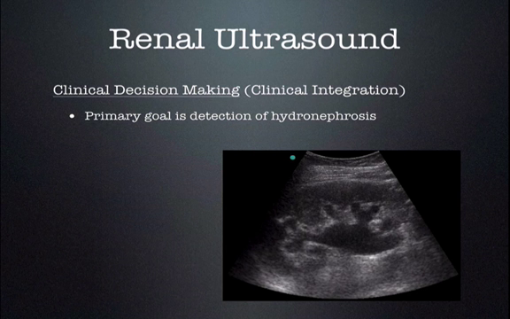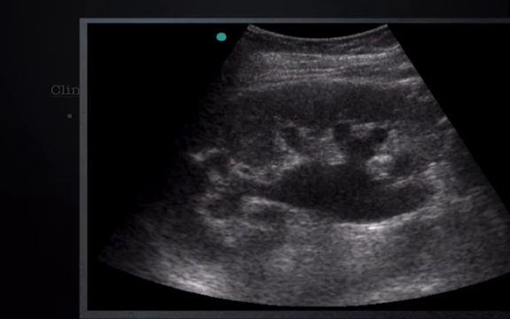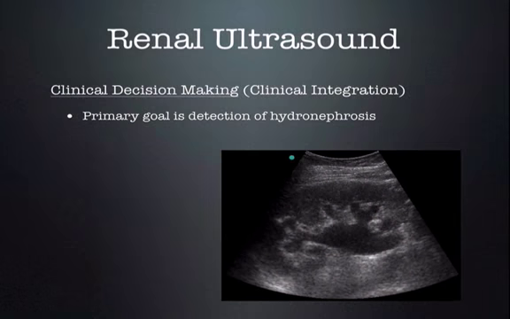Here's an example of a patient with moderate hydronephrosis. In this still image, you can appreciate dilation of the renal calyxes and pelvis, as well as dilation of the pyramids. However, notice that the cortex does not appear to be thinned. This is what separates moderate hydronephrosis from severe hydronephrosis.